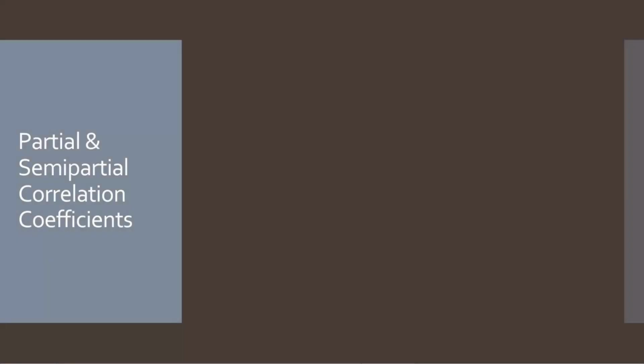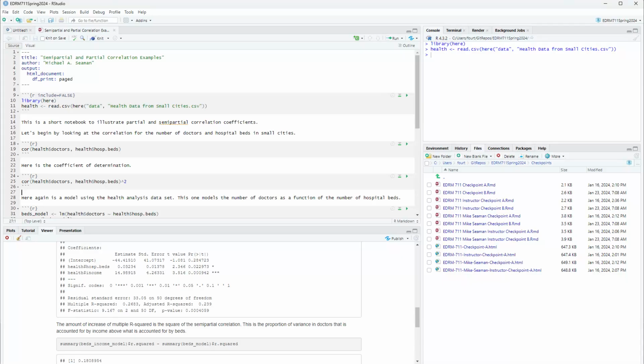Two statistics that can help us better understand how variables are associated with each other when we have more than one explanatory variable are the partial and semipartial correlation coefficients that we're going to look at in this video. Let's begin, however, by reviewing the simple or zero order correlation coefficient that you know.